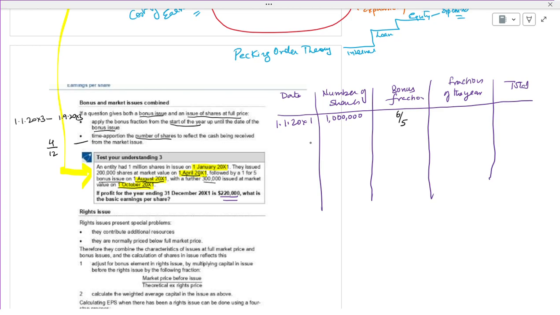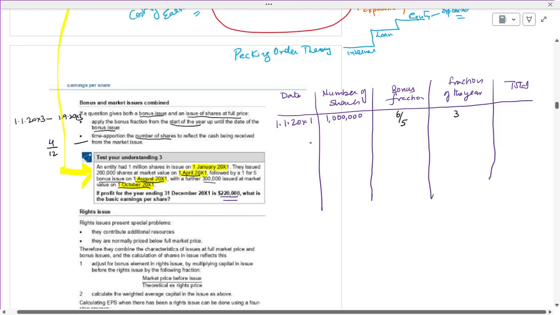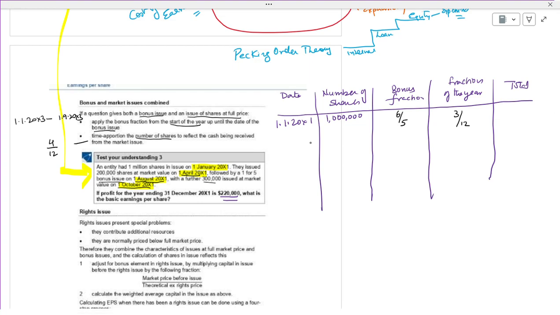They are issuing on 1st April. Till 1st April, whoever is there in the shareholders will get the bonus issue. They are eligible for bonus issue. How much are they eligible for? 300,000. Now, you see how much you will get.